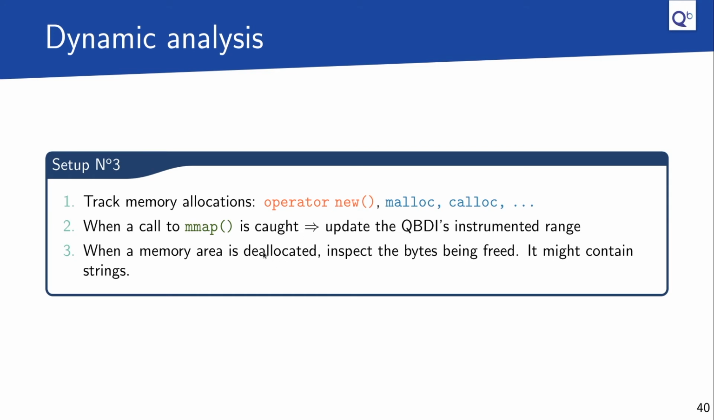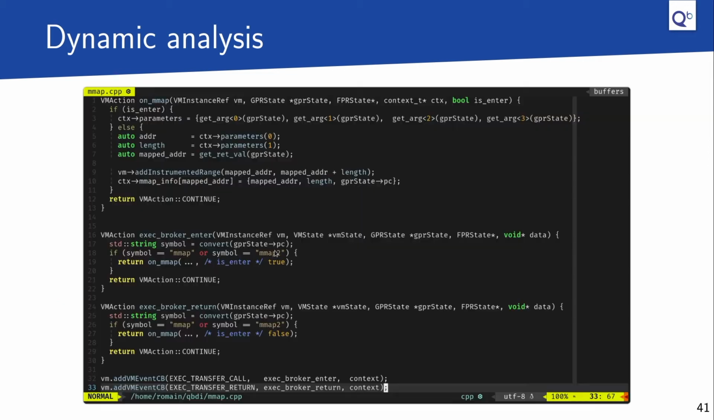And when there is a free function that is called by the program, since you managed to intercept the malloc and all the dynamic memory buffer allocations, you know the size of the buffer that is deallocated at the end. So you can print the buffer being freed. And we'll see an example right now.